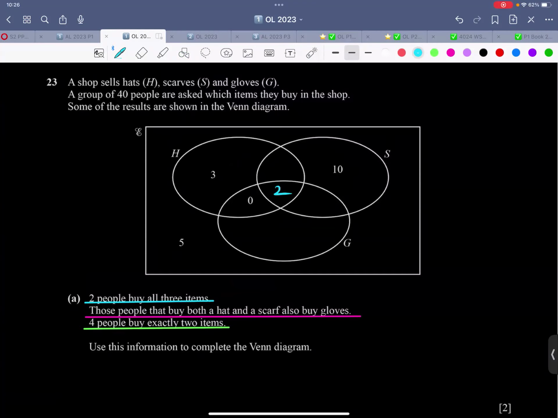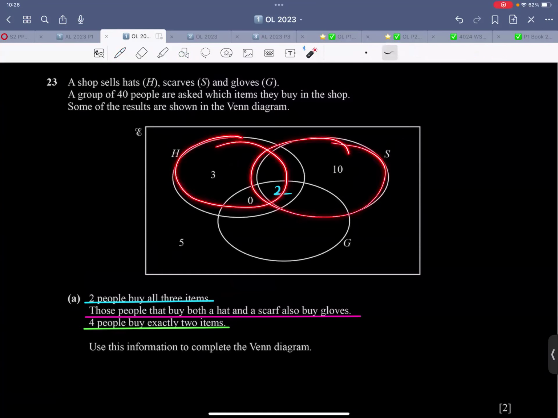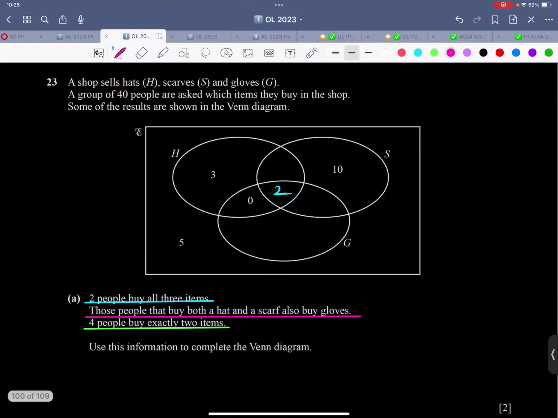Those who buy both a hat and a scarf. So a person who is buying a hat and a scarf also buys a glove. That means there is no one who is buying only hat and scarf. So therefore, over here, we will write a 0. This needs to be filled or left blank. So everyone who buys a hat and a scarf also buys gloves, so that is already included over here. That means there is no 1 over here. That goes for this also. Anyone who buys a hat and a glove also buys a scarf. That is why this is 0. So maybe they could have asked you to explain 0 in the context of this question.